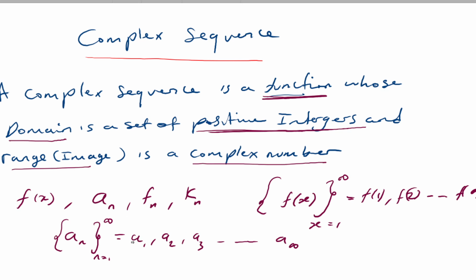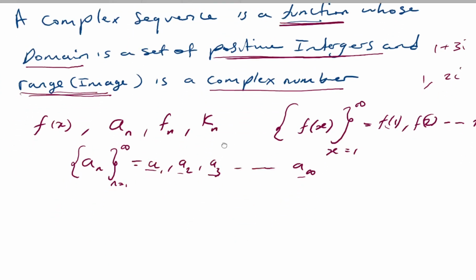And these numbers that are produced here, which are called the range or the image of the function, are all complex numbers. So 1 is also a complex number. 2i is a complex number. 1 plus 3i is also a complex number. Those are some examples.